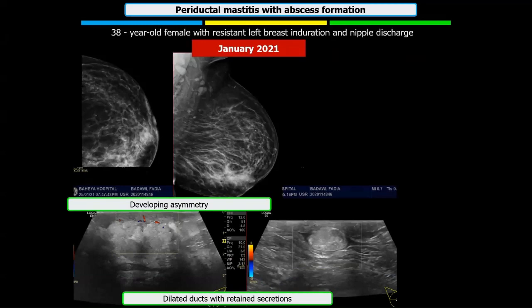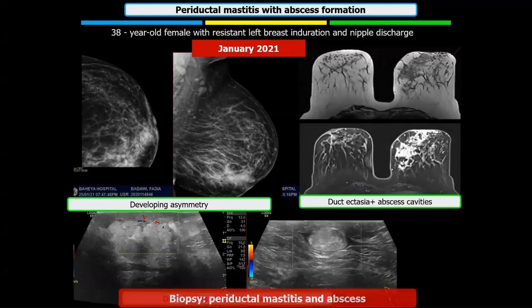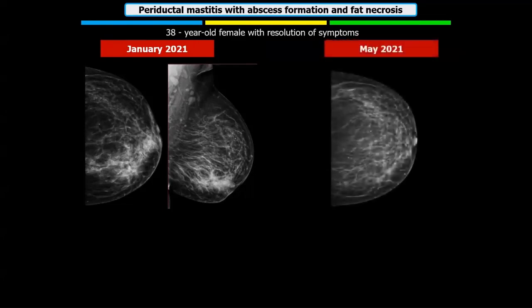There were underlying dilated ducts with retained secretions. And on MRI, again, she had duct ectasia with multiple abscess cavities surrounding the dilated ducts. We did a biopsy, and the biopsy came back with a periductal mastitis and multiple abscess cavities. This was how she looked in January 2021. She was given treatment and she was asked to come for a follow-up after 5 months.